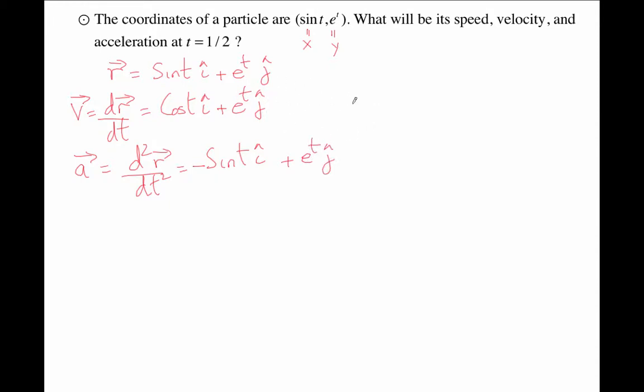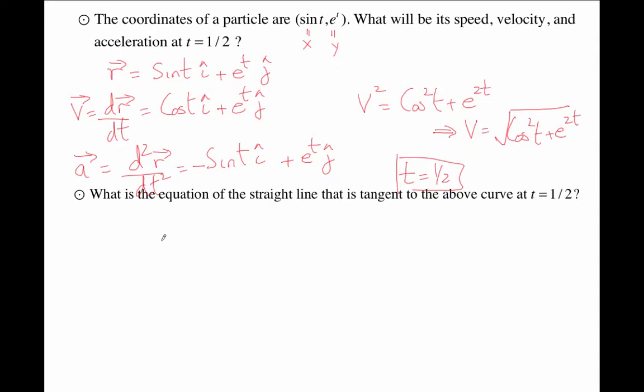From here we can get the speed. That speed is v squared equals cos squared t plus (e to the t) squared, which is e to the 2t. So therefore the speed v will be the square root of this, cos squared t plus e to the 2t. And at t equal to half, well, everywhere we'll just put t equal to half, and that will give us the speed, velocity, and acceleration.